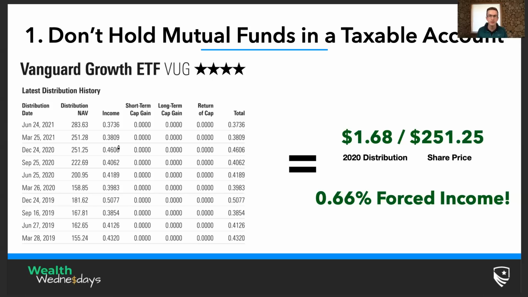And now with ETFs, there are distributions on a quarterly basis. So you'll notice there are a few more additions that you have to add up to figure out the total distribution for that given year. But I've done this work for you. And so for 2020, there's $1.68 of distributed income. Again, that doesn't mean a whole ton until we compare that to the share price of the ETF, with the share price ending the year at $251.25. We'll notice there was far less in the way of forced income.